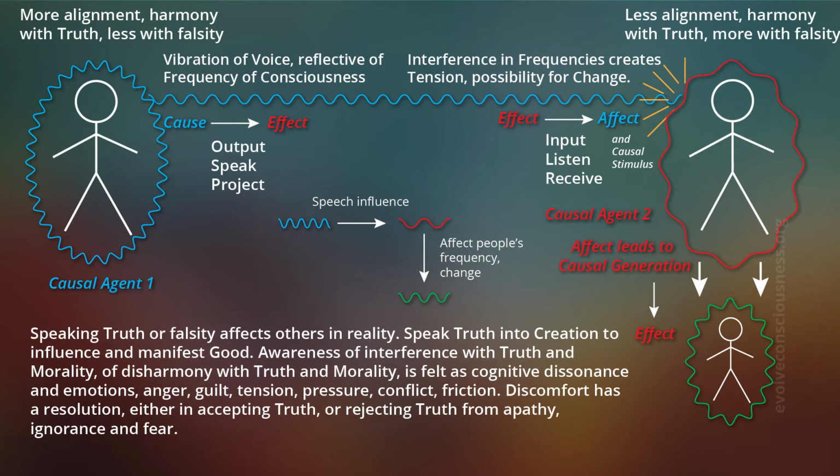So, speak truth into creation to influence and manifest good. Awareness of interference with truth and morality, of disharmony with truth and morality, is felt as cognitive dissonance and emotions: anger, guilt, tension, pressure, conflict, friction. Discomfort has a resolution, either in accepting truth or rejecting truth from apathy, ignorance, and fear. So, as I've mentioned in the previous presentation on truth, perception, reality, and dualism, with how we process reality and reality versus perception, the cognitive dissonance.